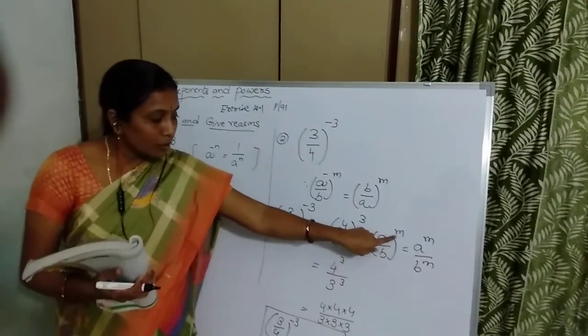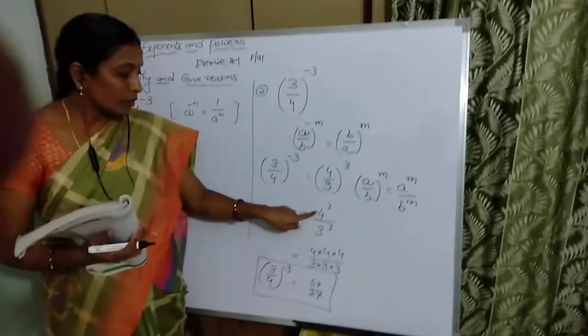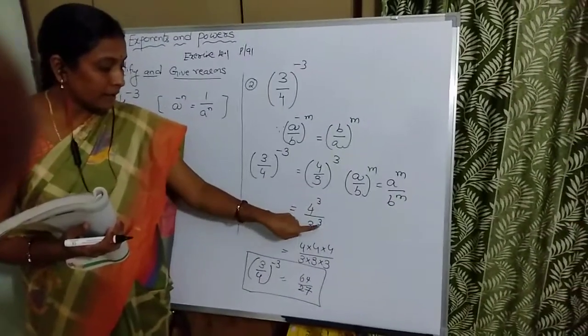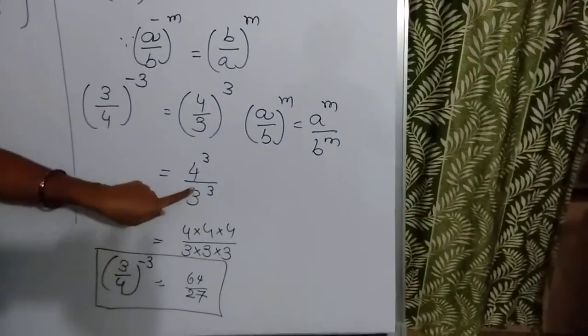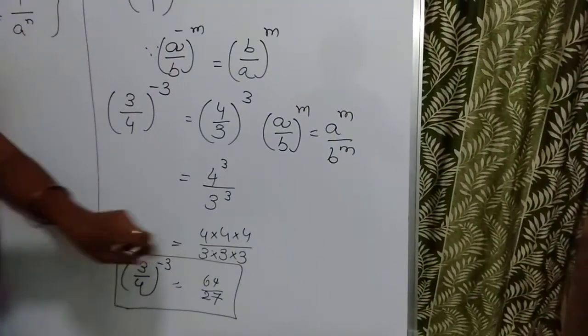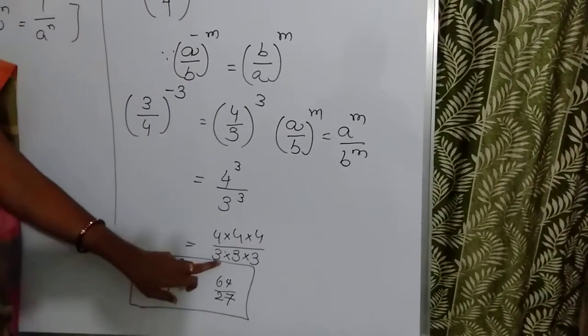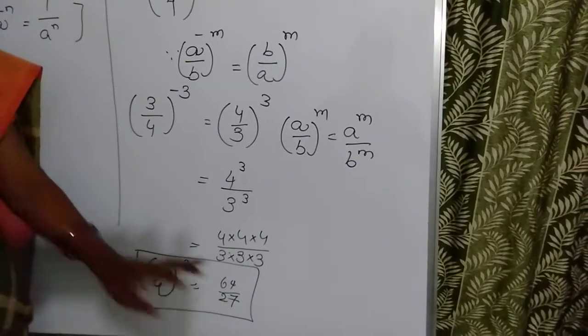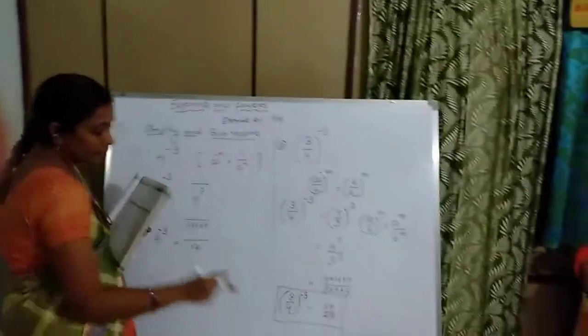(a/b) to the power m is equal to a power m by b power m. So 4 power 3 by 3 power 3. 4 to the power 3 means 4 into 4 into 4, and 3 to the power 3 means 3 into 3 into 3. 4 4s are 16, 16 4s are 64, by 3 3s are 9, 9 3s are 27. So (3/4) to the power minus 3 becomes 64 by 27.